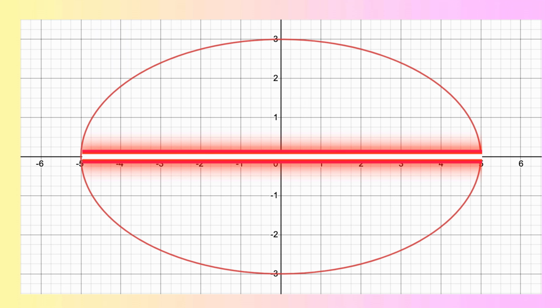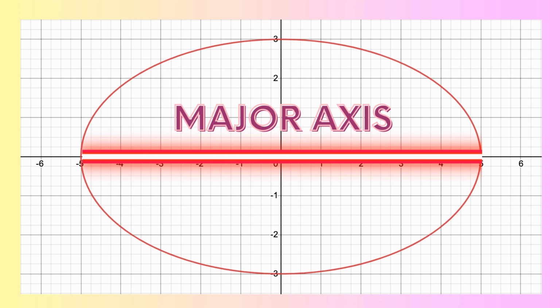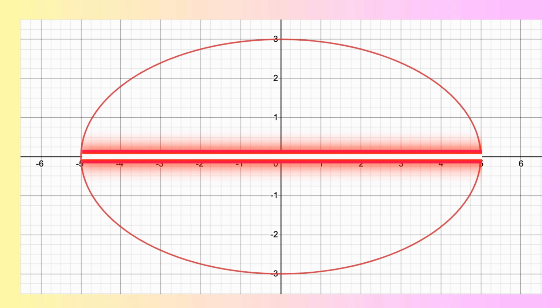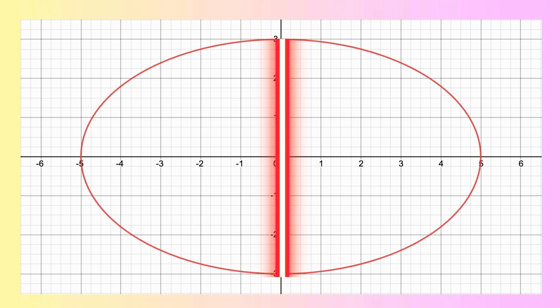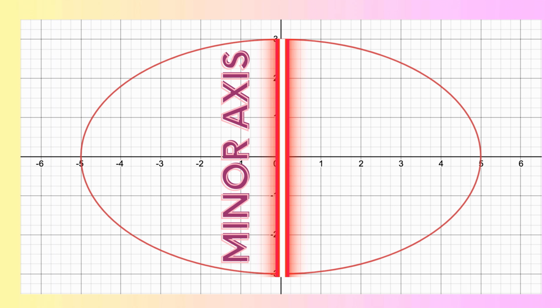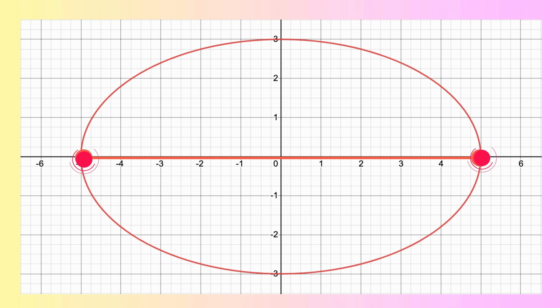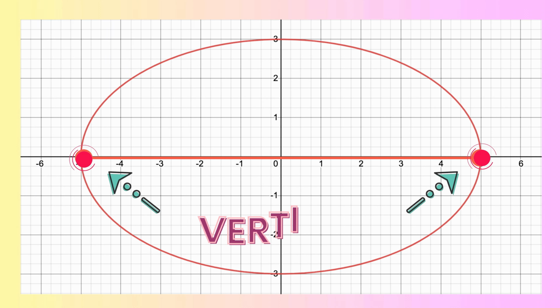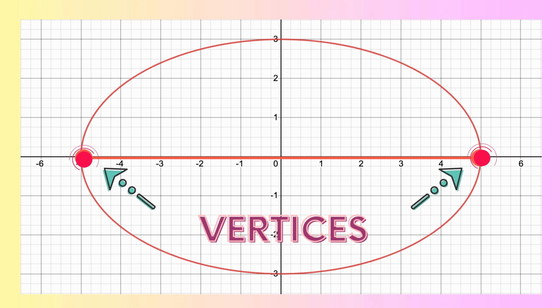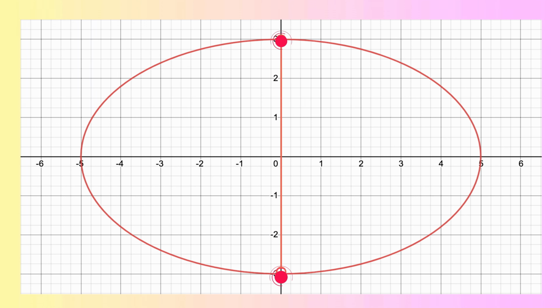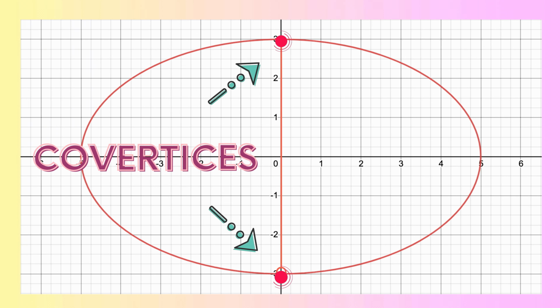The longer axis of symmetry is called the major axis. It is also referred to as the longest diameter in an ellipse. The shorter axis of symmetry is the minor axis. It is the shortest diameter in an ellipse. The end points of a major axis are called vertices, plural form of vertex, while the end points of the minor axis are called co-vertices.